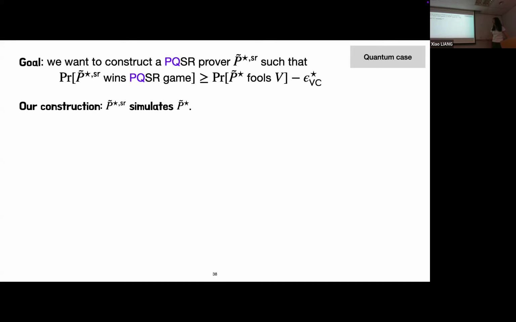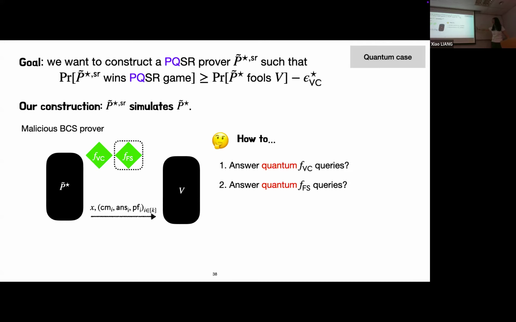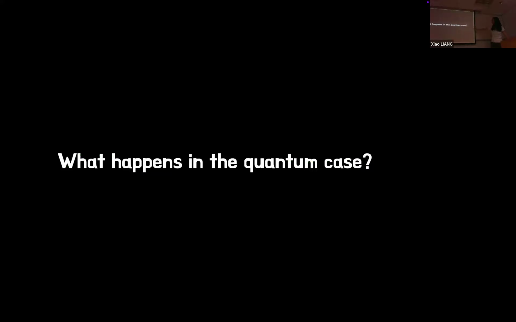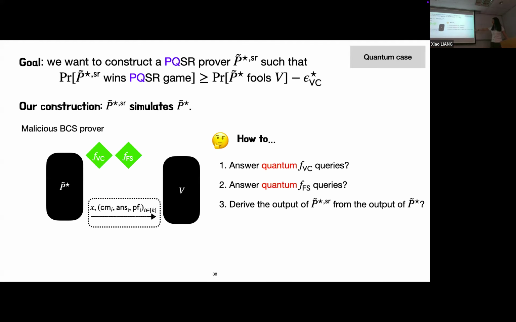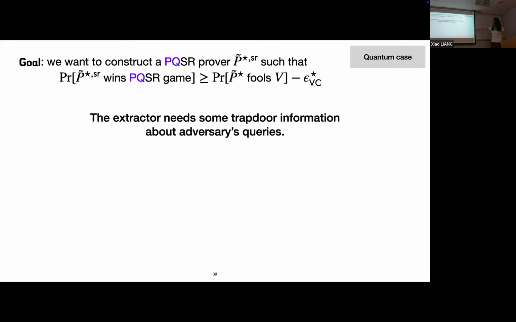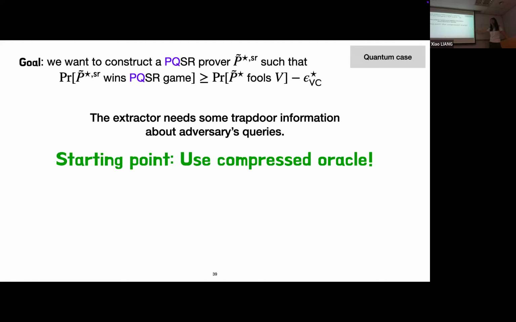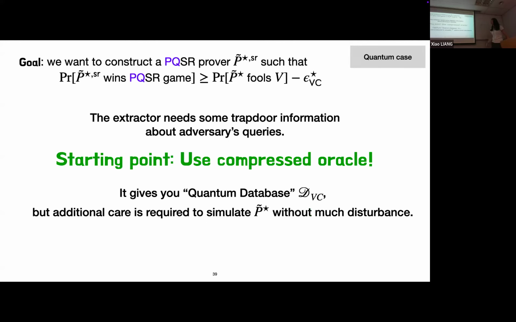And now, that was the quantum case. Well, it is very similar. We need to answer VC queries, FS queries, and derive outputs. Here the extractor will need some trapdoor information about the adversary's query in order to extract the pre-image, and we use the compressed oracle as usual. But as we all know, that's only the starting point. There are many more difficulties. It's not a solution, just a starting point.